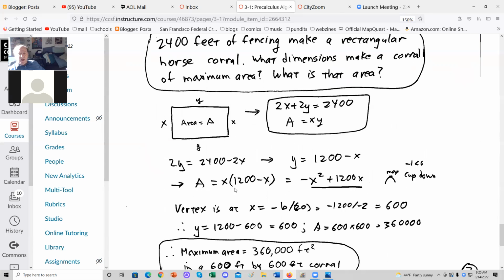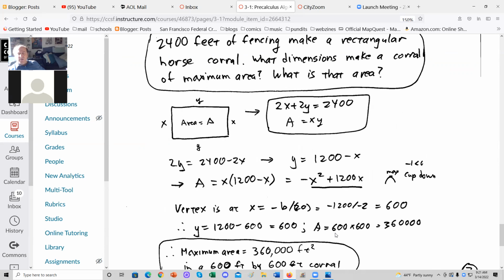So A equals x times y is x times 1,200 minus x. After some distributing and rearranging, A is negative x squared plus 1,200x. A negative x squared means that it's cupped down with a maximum vertex. So the vertex is at negative b over 2a, that's negative 1,200 over negative 2, which is 600. And if x is 600, then y is 1,200 minus 600, which will be 600.